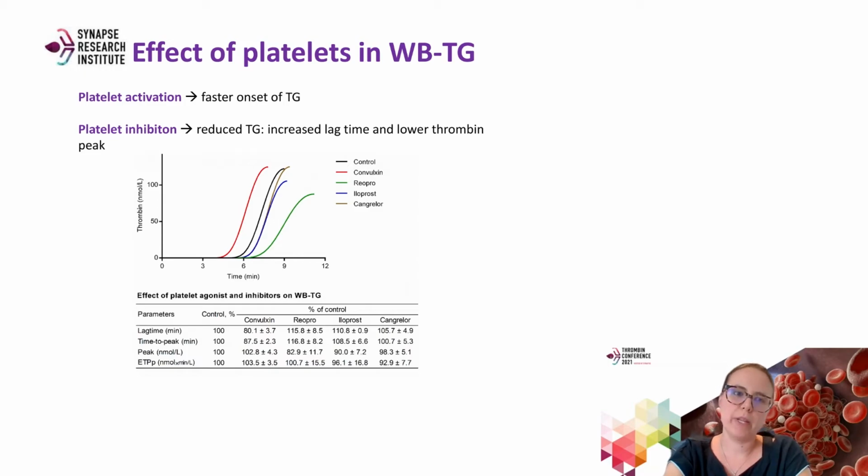Additionally, to see the effect of platelets, we also used an activator of platelets, convulxin, and then we see that we have a faster onset of thrombin generation. And if we inhibit the platelets, we see a reduced thrombin generation. So the lag time is increased and the thrombin peak is lower. And it's especially when we used ReoPro, an alpha-IIb beta-3 antagonist, that this was most pronounced.